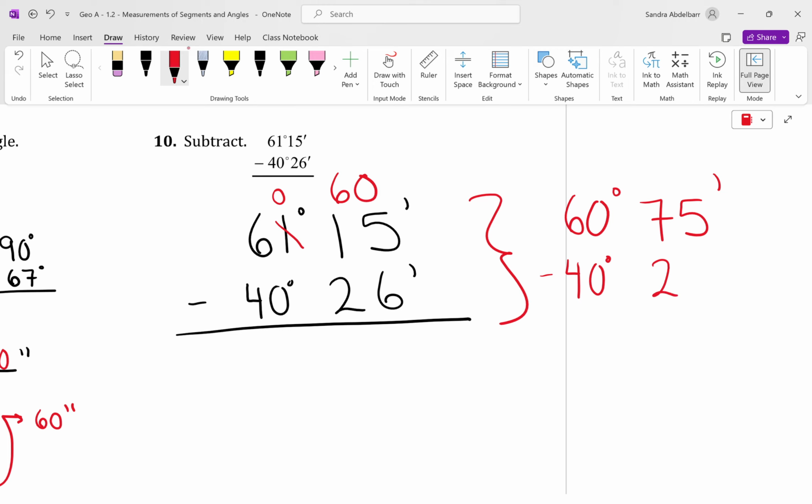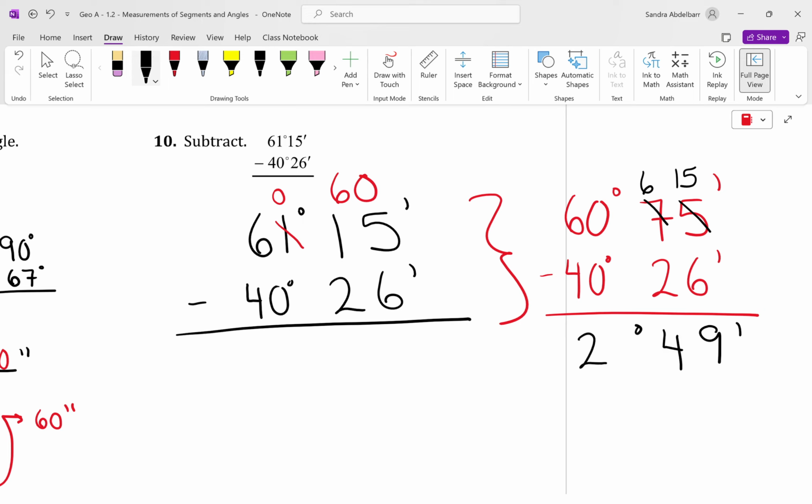60 degrees, 75 minutes, and we're going to subtract from that 40 degrees and 26 minutes. Now we can subtract. We can borrow here, no problem. This is 15, this is 6. 15 minus 6 is 9. 6 minus 2 is 4. 60 minus 40 is 20. So we are at 20 degrees and 49 minutes.